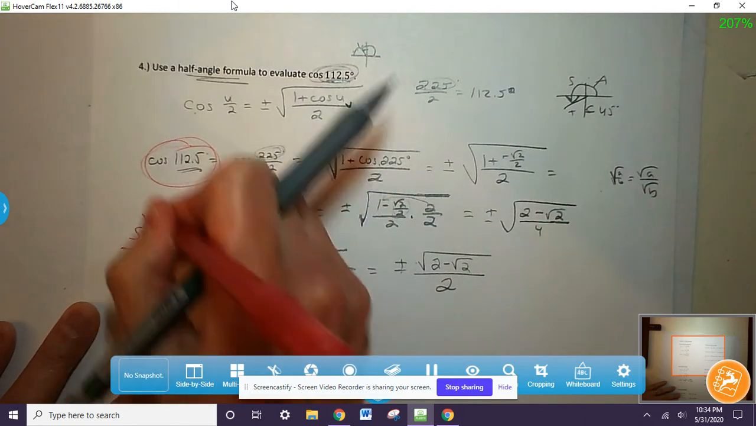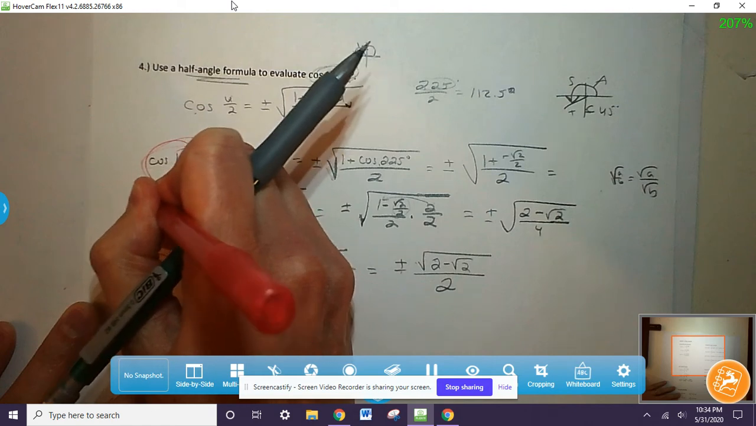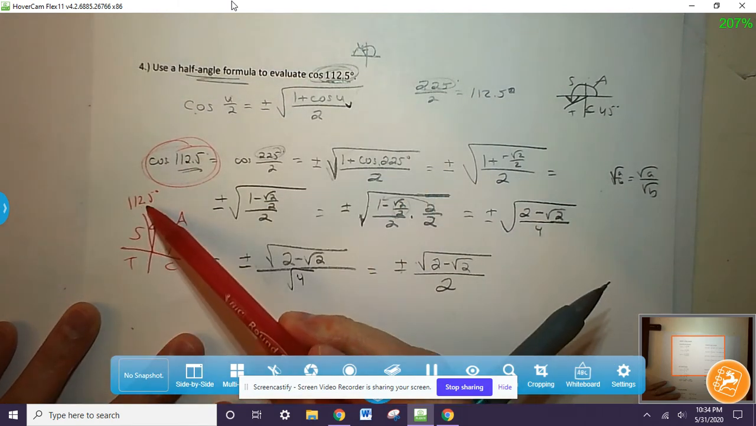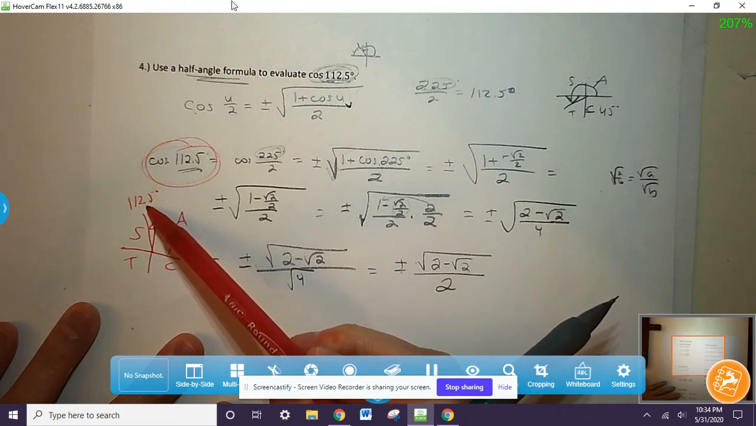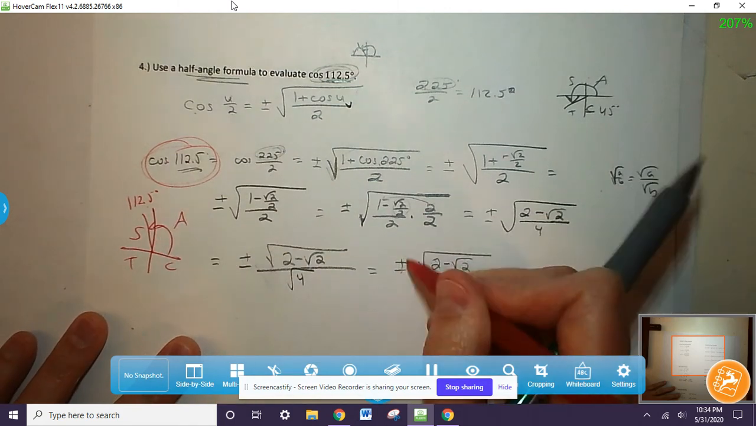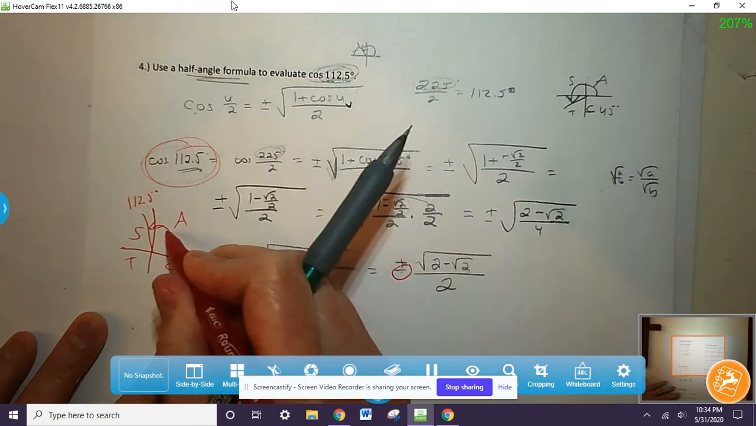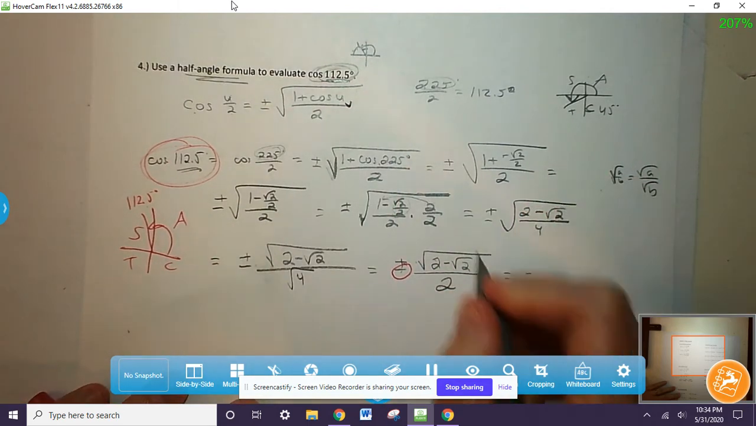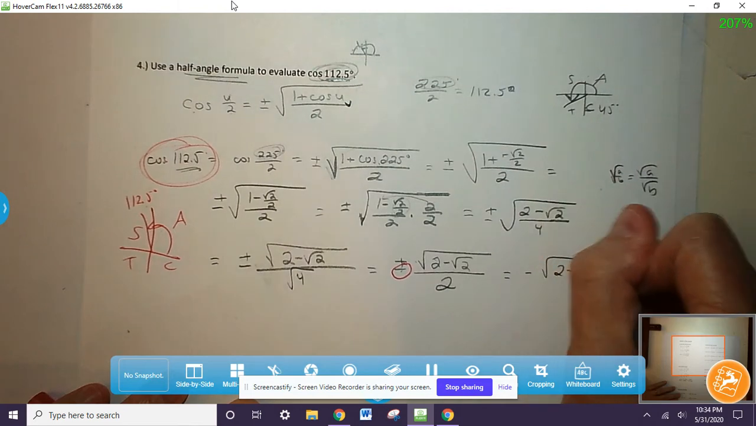112.5 is in quadrant 2. So if you're finding the cosine of 112.5, should your answer be positive or negative? It better be negative because all students take calculus. So our final answer in this problem is this fraction with a negative out front.